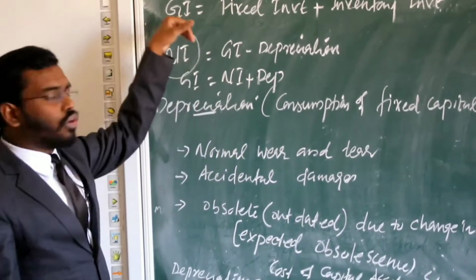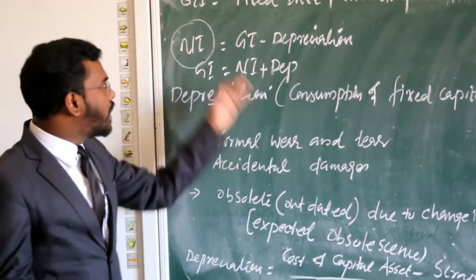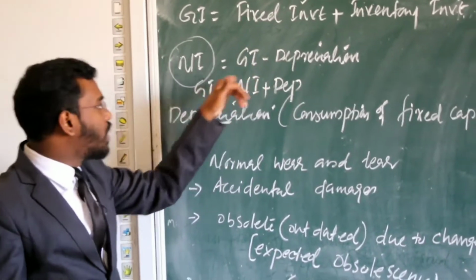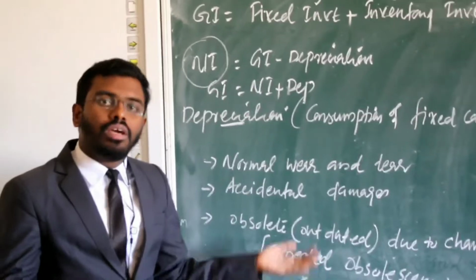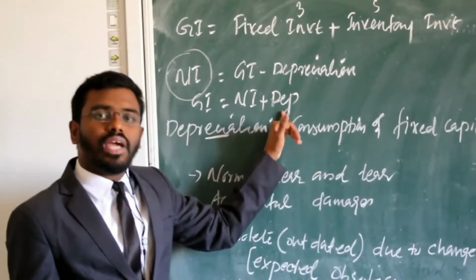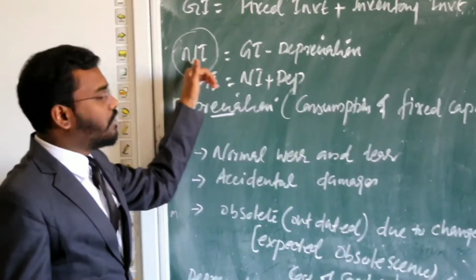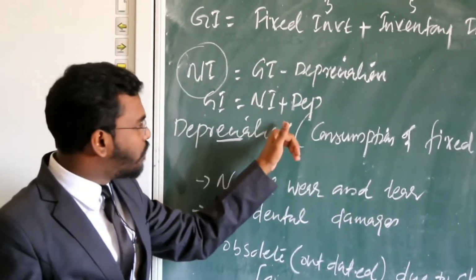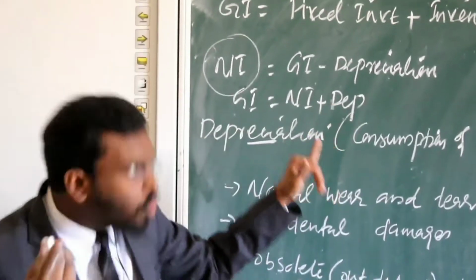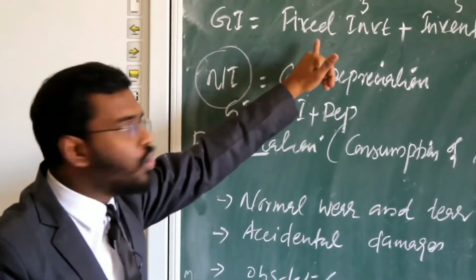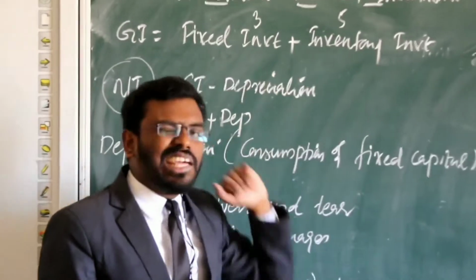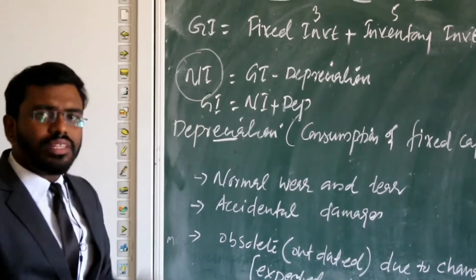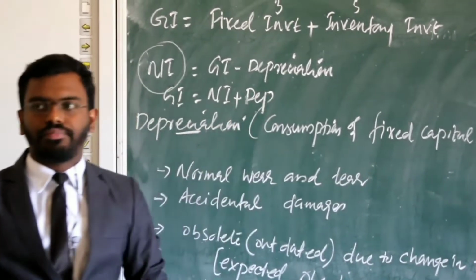If we get gross investment, then we can easily calculate net investment by subtracting depreciation from gross investment. If you get net investment, then you can easily calculate gross investment by adding depreciation. So net investment is equal to gross investment minus depreciation, and gross investment is equal to net investment plus depreciation, or gross investment is equal to fixed investment plus inventory investment. Okay, so next one, that is depreciation.